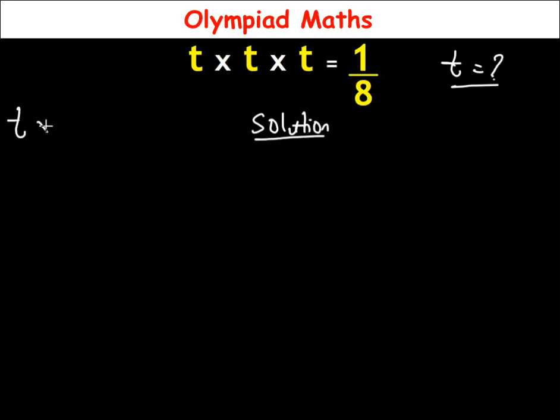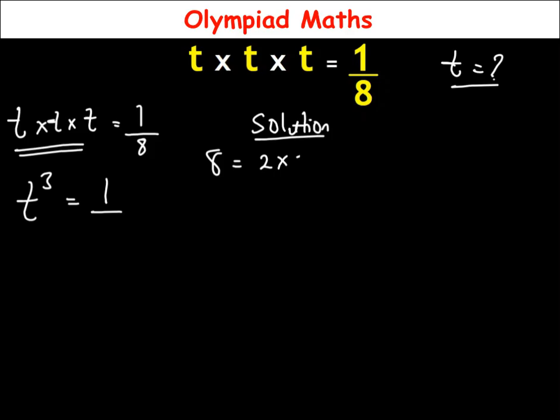we're given t times t times t is equal to 1 over 8. Now to do this, first we're going to multiply this. T times t times t is equal to t raised to power 3 is equal to 1 over 8. Now 8 is equal to 2 times 2 times 2. 2 times 2, 4 times 2 is 8. And this can also be written as 2 raised to power 3. So in place of 8, I can write down 2 raised to power 3.